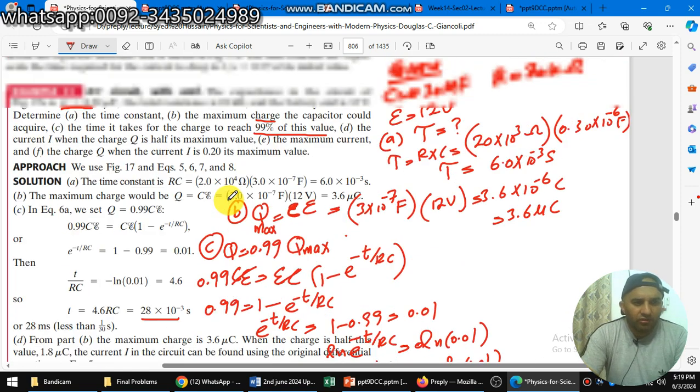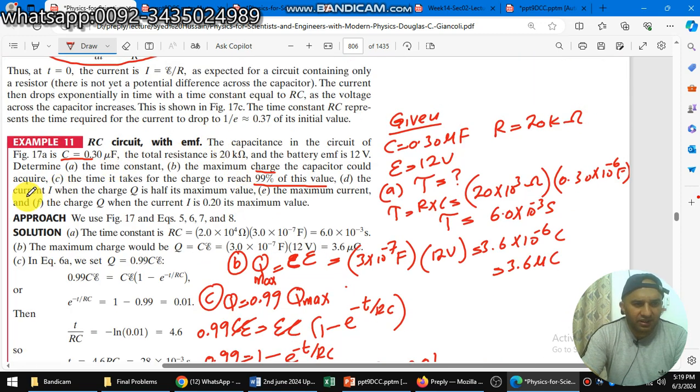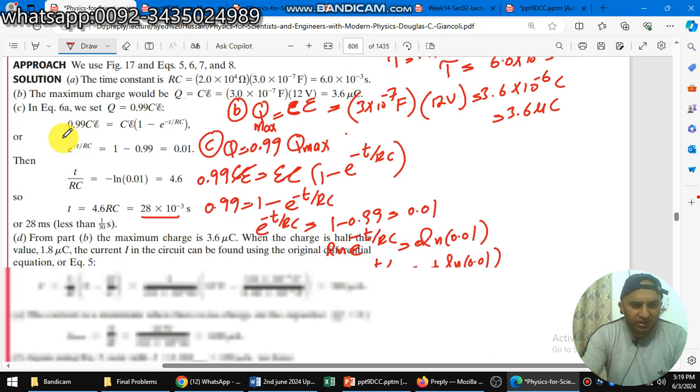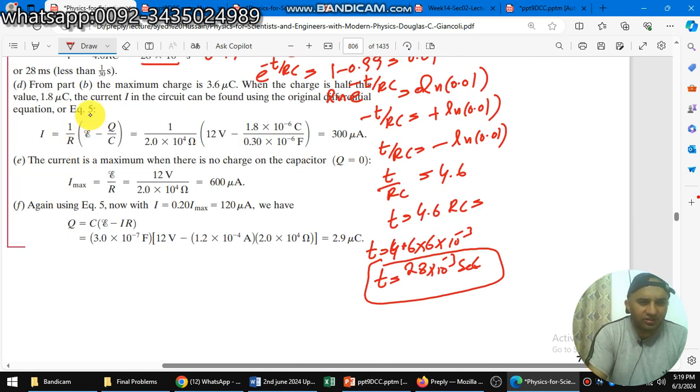Okay, for the D part, the current I when the charge becomes half, we need to find the current I. So the total charge is 3.6 microcoulomb, so it must be equal to half of this value. Half of this value is 1.8.